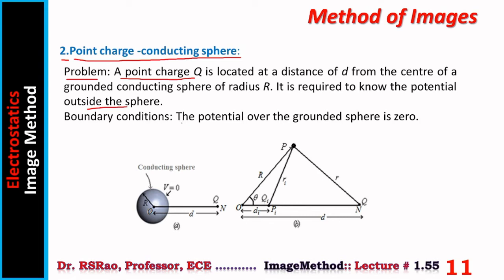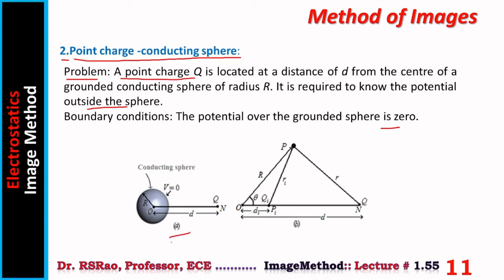Boundary conditions. The potential over the grounded sphere is 0. Conductors are equipotential surfaces. Inside too, potential remains the same. Everywhere potential is 0, as in the present case, it is grounded. Now, traditional methods are of no use here to find potential. So, we go for method of images.